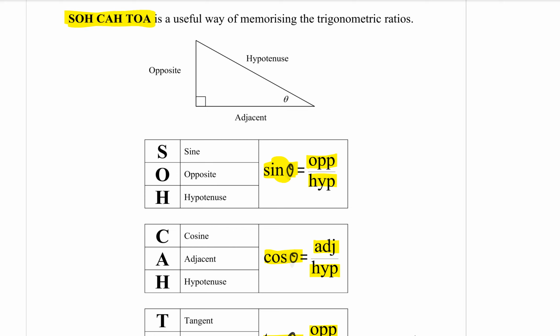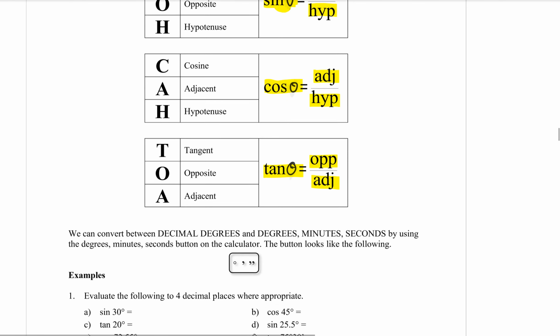So the first letter in each one of those syllables there is the trig function. So S is for sine, and then the O and the H means opposite over hypotenuse. C is for cos, adjacent over hypotenuse, and T for tan is opposite over adjacent. So that's just to help you learn those 3 formulas.